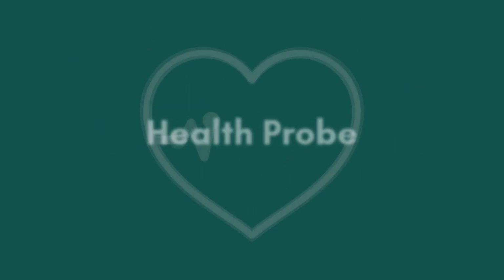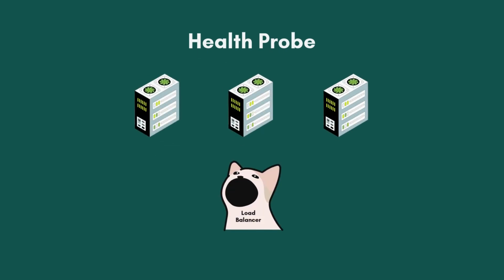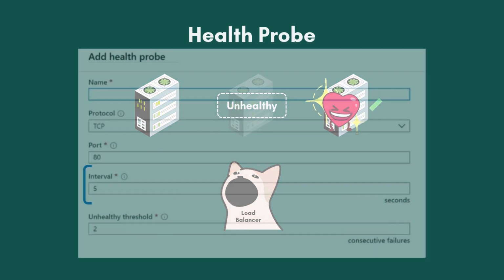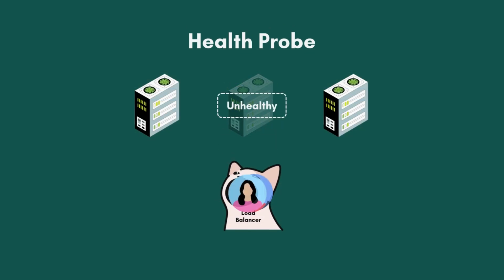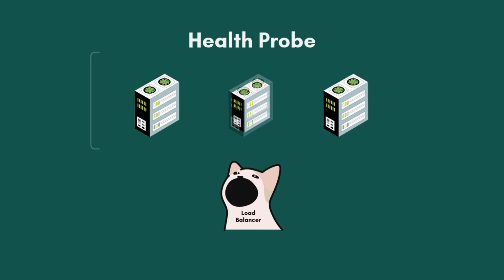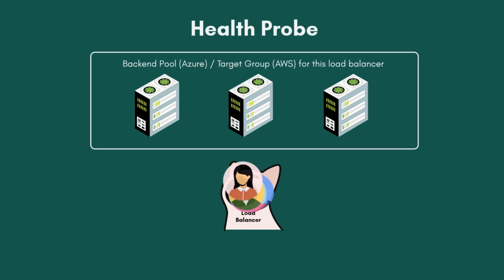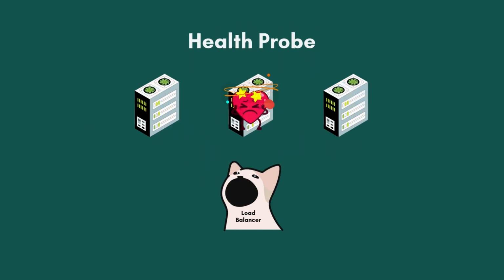Third is the health probe. This is how the load balancer determines whether your servers are healthy. It continuously sends health checks to each server at regular intervals, for example, every 5 seconds, to a specific endpoint. If a server repeatedly fails these checks, the load balancer marks it as unhealthy and stops sending traffic to it. Once the server recovers and starts responding successfully again, it is automatically added back into the pool. This is what helps keep your system stable, even when individual servers fail.